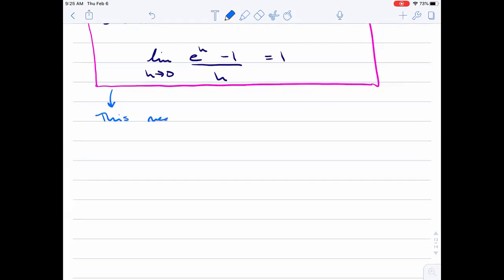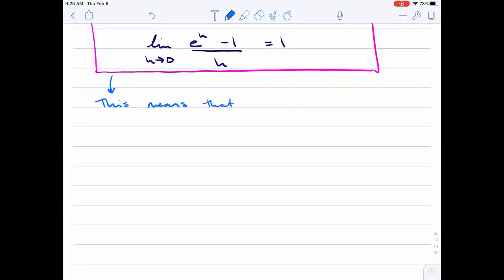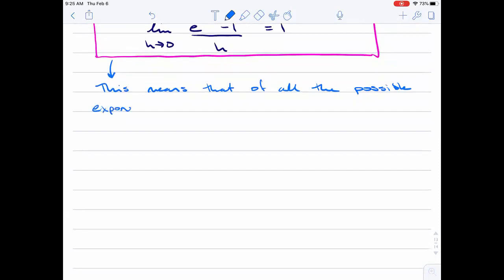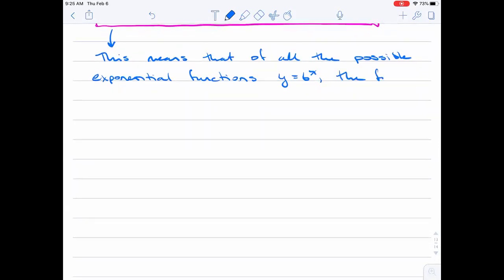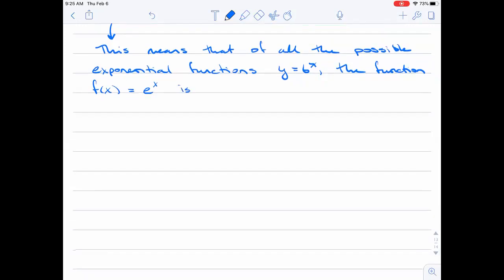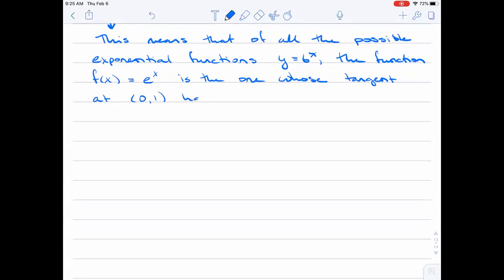So this means that of all the possible exponential functions, y equals b to the x, the function f of x equals e to the x is the one whose tangent at 0, 1 has a slope f prime of 0 that is exactly 1.